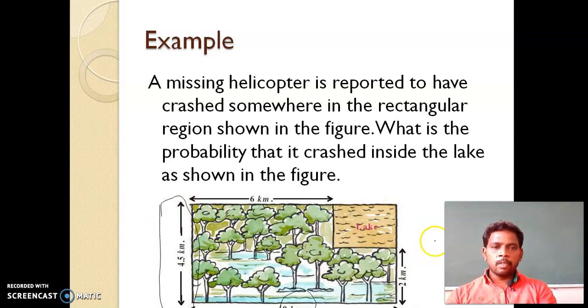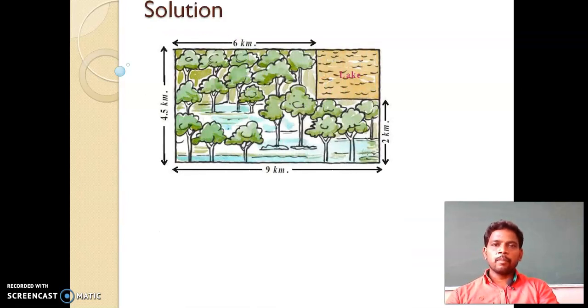The question is, look here, a small rectangular region is also there. It is the lake. They are asking for the probability that the helicopter crashed in the lake. So you can find the area of the lake and divide it by the area of the rectangle. That's all. Look at the solution here.